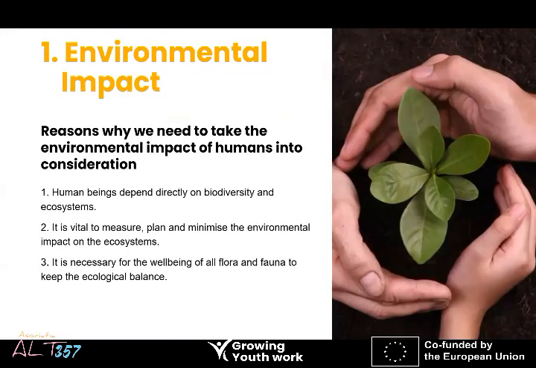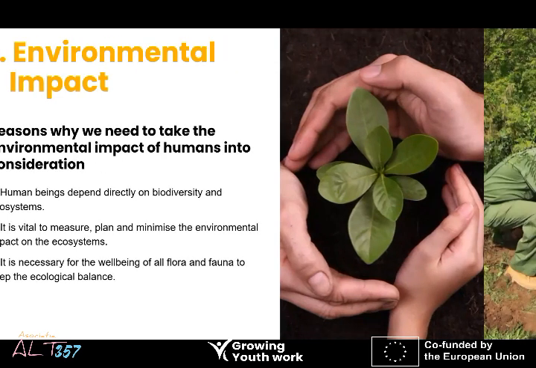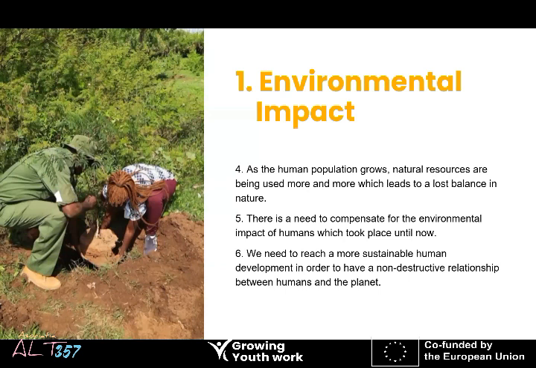Why do we need to take the environmental impact of humans into consideration? Let's see some reasons for this. First of all, human beings depend directly on the biodiversity of ecosystems. Also, it is vital to measure, plan, and minimize the environmental impact on ecosystems. And it is necessary for the well-being of all flora and fauna to keep the ecological balance. Also, as the human population grows, natural resources are being used more and more. This finally leads to a lost balance in nature.